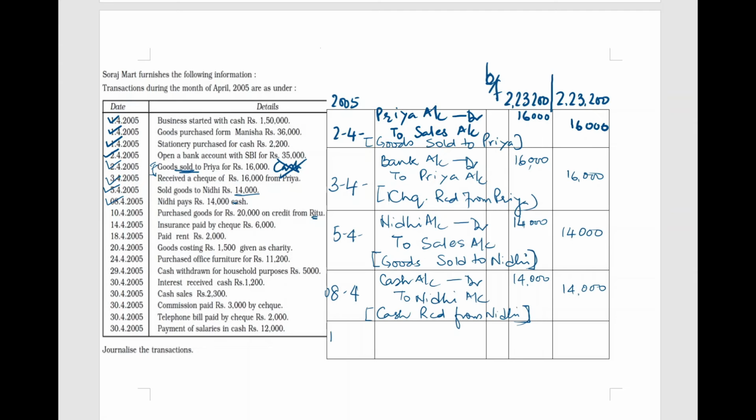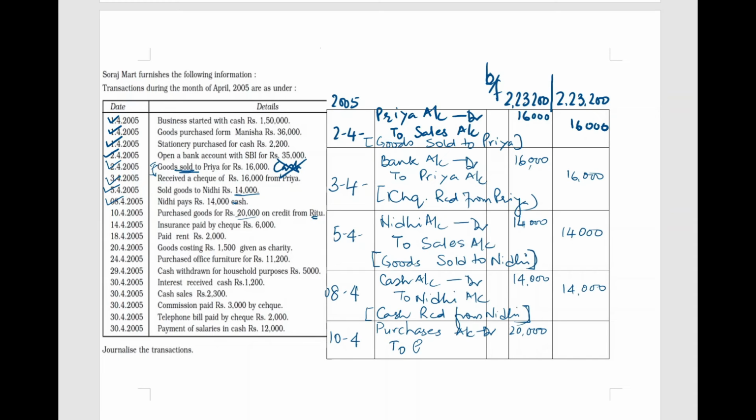So I will write it as 10th April, and purchase goods means goods coming in. So I'll say purchases. As you did sales here, so purchases account debit for 20,000, right? So I will say 20,000 to, from whom? From Ritu. So she's my creditor, to.